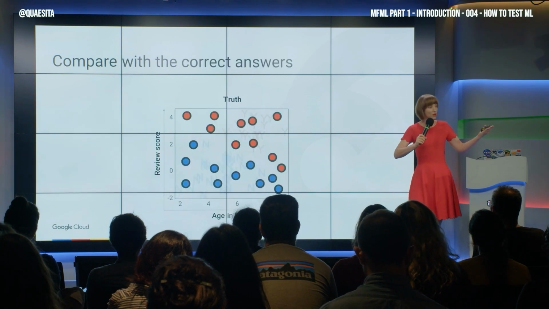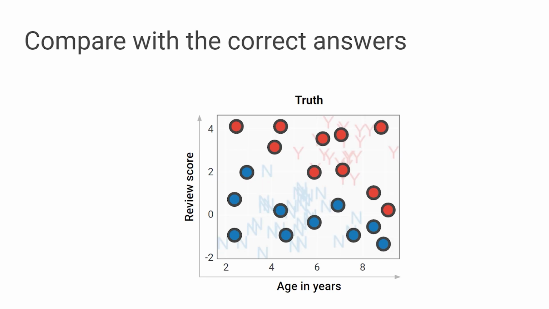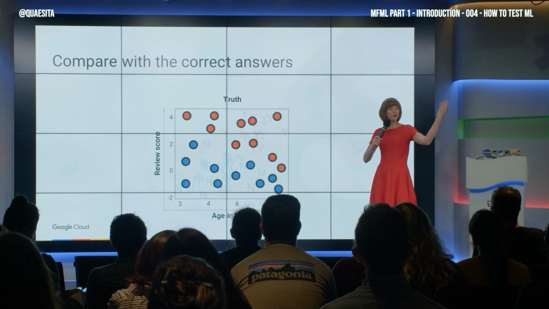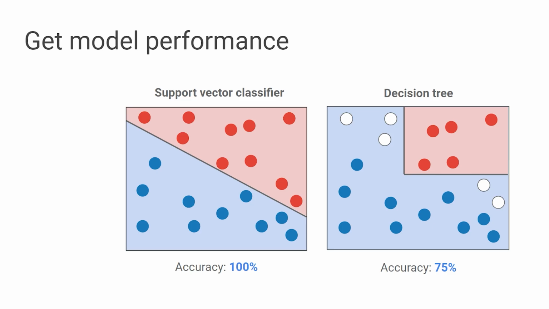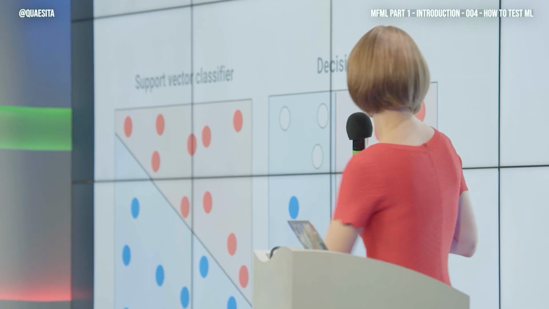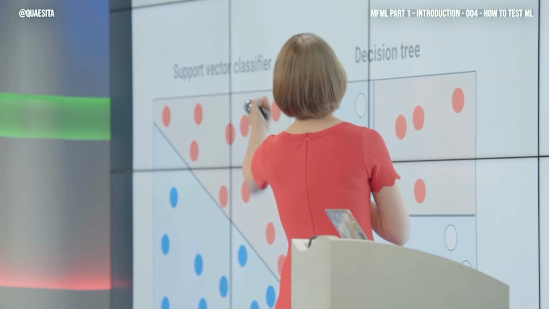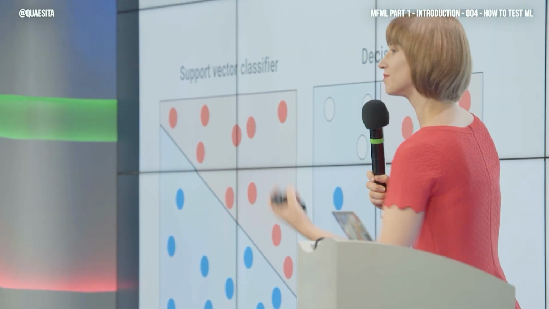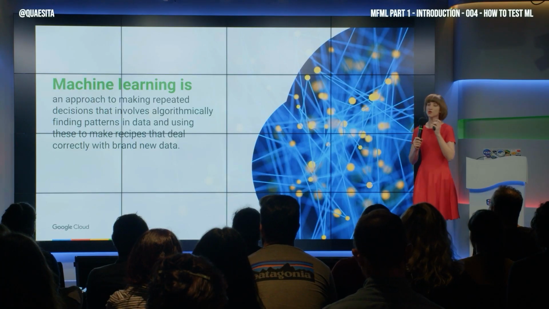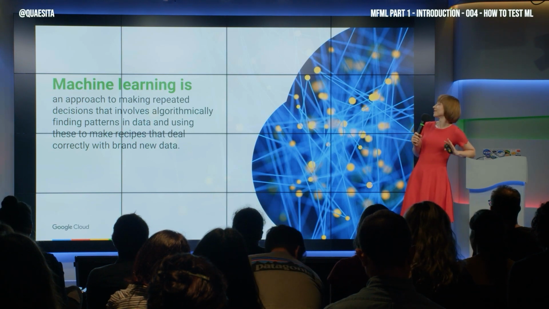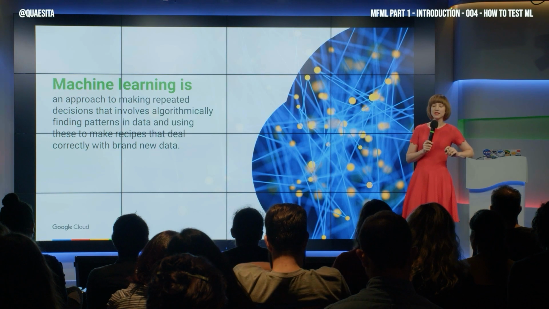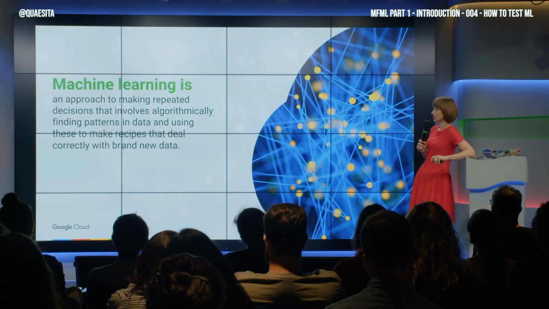How? Well, let's drink some wine for science. Here are the correct answers for that dataset. And all we need to do for our fancy statistical testing, never mind what models it all came from, you can forget all that at this point. Compare the desired answers with the answers given, and I feel like I have a preference here. I don't know if anyone else does, but I sort of strongly prefer the one on the left. And then I would iterate towards my solution with that one. And I would do a careful launch test before launching it, which we'll talk about later. So what is machine learning? It's an approach to making repeated decisions that involves algorithmically finding patterns in data and using these to make recipes that deal correctly with brand new data.